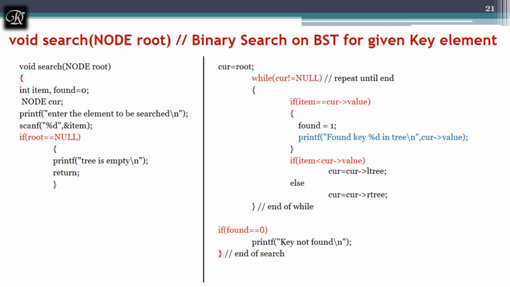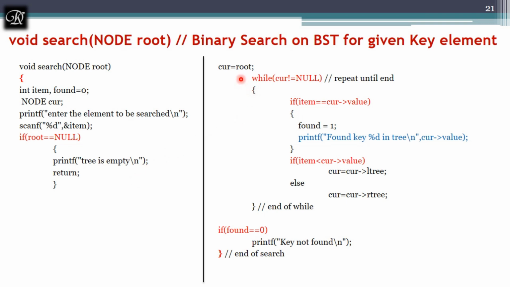Let's see how this happens with the code. Initially, we are going to check whether the given tree is an empty tree. If that is the case, we need not proceed with the search operation. That is the condition I have written here. If root is equal to null, the tree does not exist, and I'll display directly that the tree is empty.